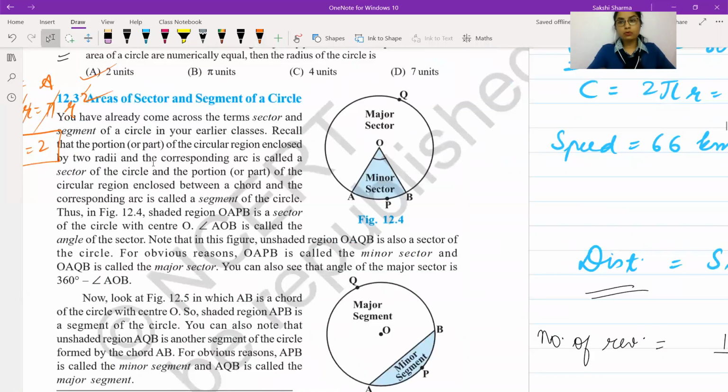Before we jump into how to find out the area of a sector and a segment, you should know what a segment and a sector is. ये आपने 6th standard में किया हुआ है. They have drawn pictures here. The major sector, minor sector, major segment and minor segment are indicated here.